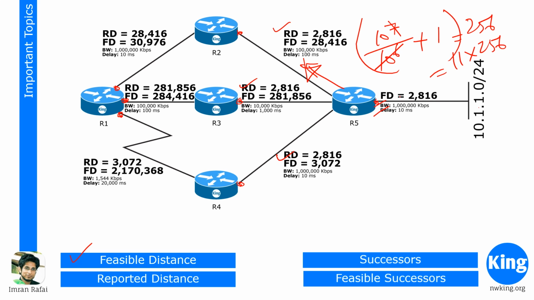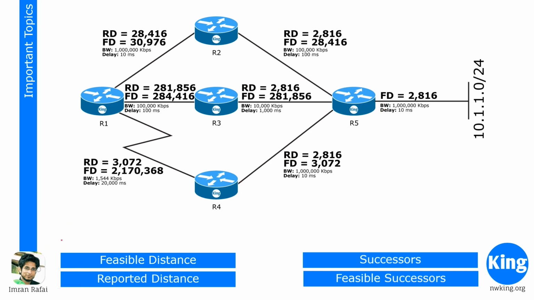Now we need feasible distance and reported distance for a reason. You'll see that. Reported distance is the feasible distance of the next device which it's reporting to you. Now when router 2 makes the calculation, what did it do? It did the same thing. So let's do this again.